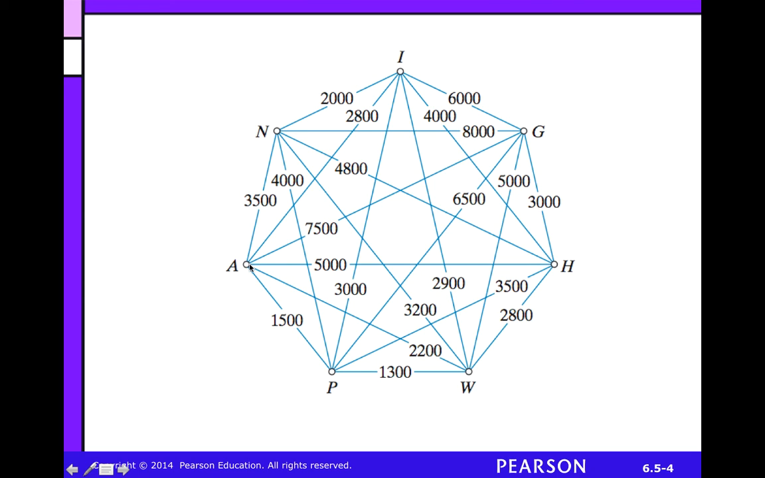So this means that to get from A to G takes 7,500 meters, and from G to H takes 3,000 meters, etc. So let's say that you are in charge of telling this rover where to go. And let's just say home base is G. I mean, who knows, right?